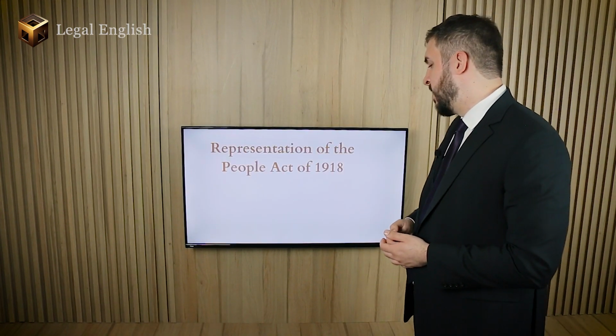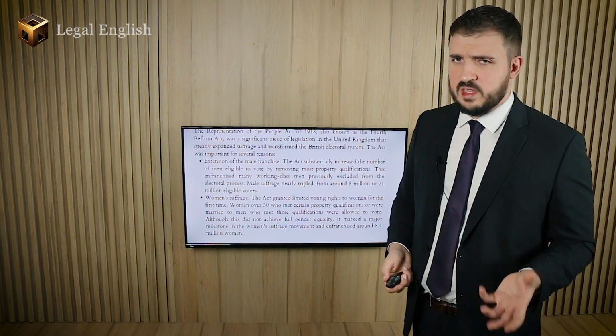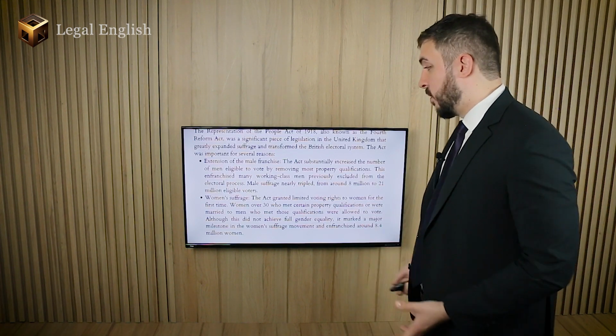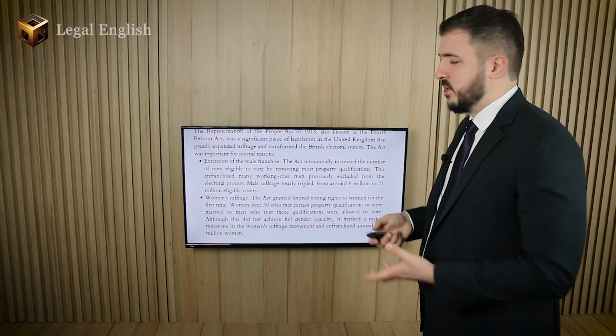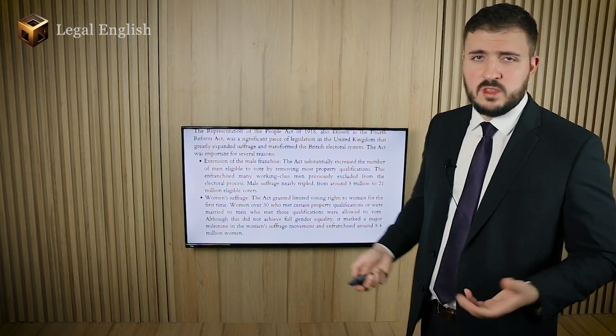Representation of the People Act, this is the thing that finally gave women the right to vote, even though it was more restricted than men, and it also extended male franchise. So more men could vote, and also women could vote, not all women, and they had to be over 30, so it was still unfair, and it still took some time for real universal suffrage to come to the UK.